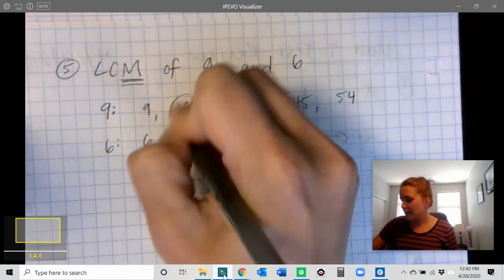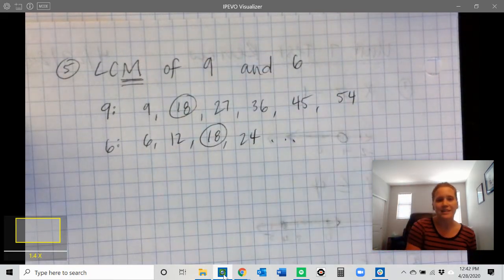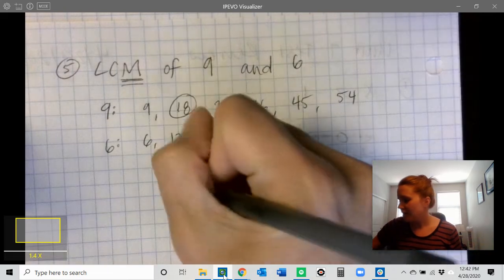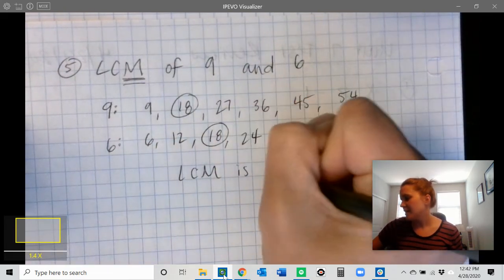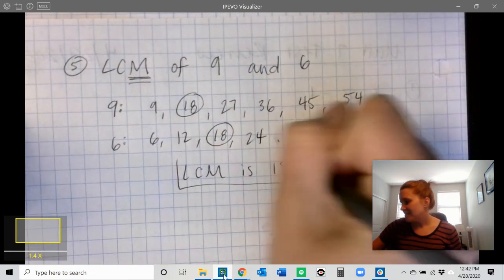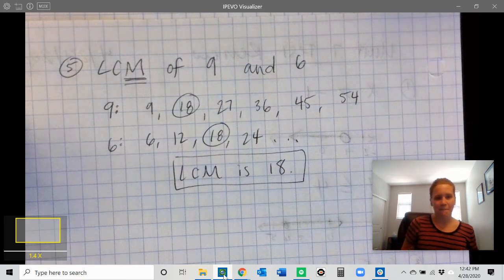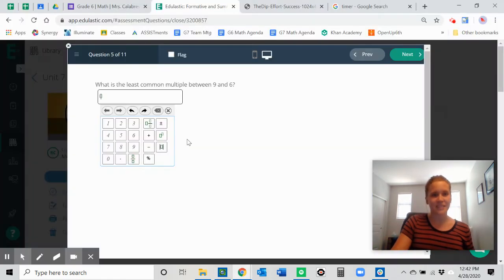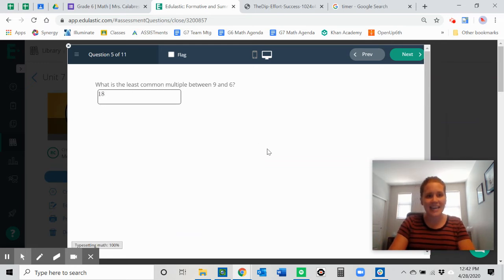Wait a second. I could keep going, but guess what? I already found the least common multiple. Are there more? Absolutely. This is the least of all the common multiples. LCM is 18. Pause here if you need more time to update your paper. Let's enter that in Jelastic. Least common multiple is 18. Pause the video and make sure that's entered now.